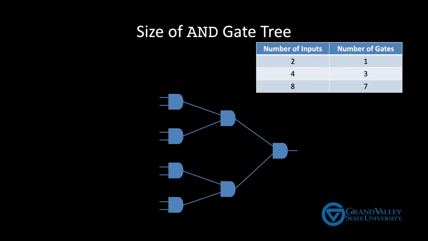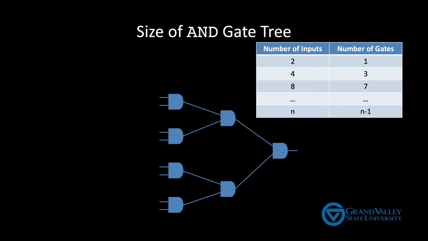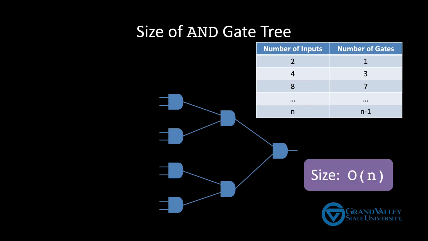All right, so it turns out that a tree with n inputs uses n-1 gates, which means an n input gate has a size that's big O of n. Now I'll let the pattern speak for itself in this video, but your discrete structures class, which is Math 325 here at Grand Valley, will cover trees more thoroughly, including where this formula comes from.